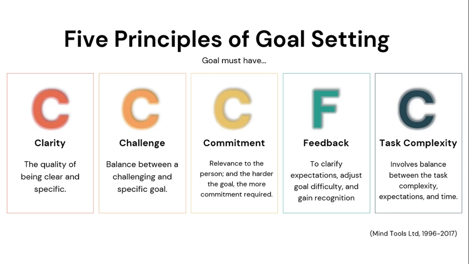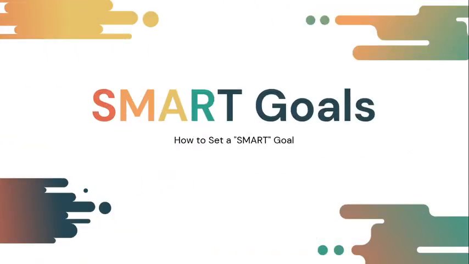So this ends the first part of our discussion about Locke's goal setting theory. We discussed what Locke's goal setting theory is, who the proponents are, the motivating factors, how to activate those motivating factors, and these 5 principles of goal setting. Remember CCCFC or 4CF. And here we are at the second part of the discussion. If earlier we learned how to set goals, this part we will learn how to set SMART goals.